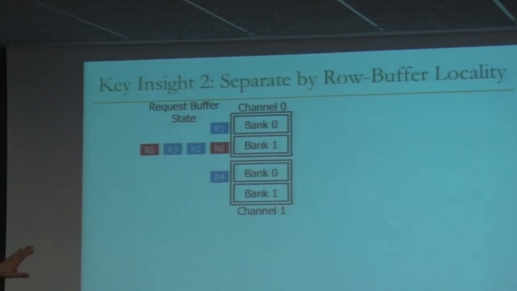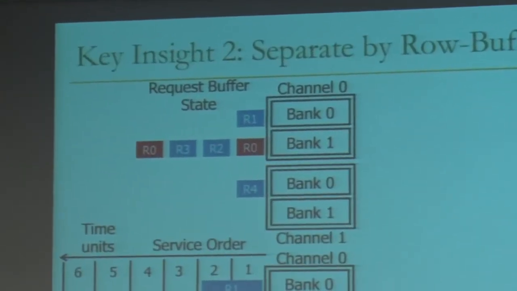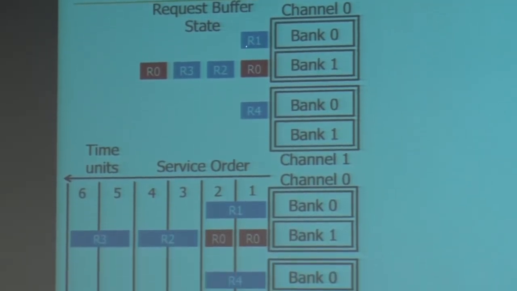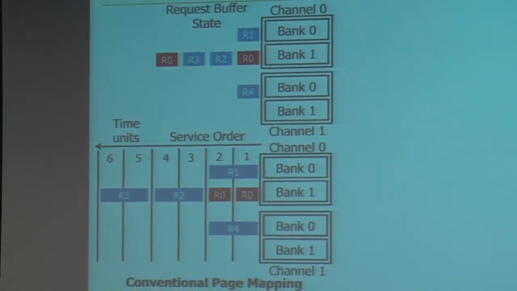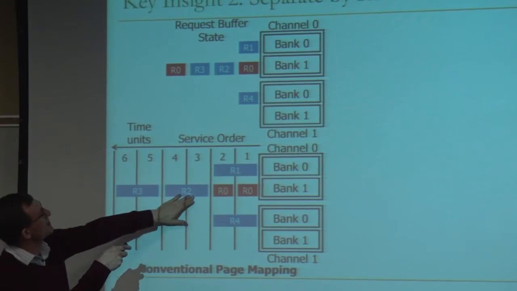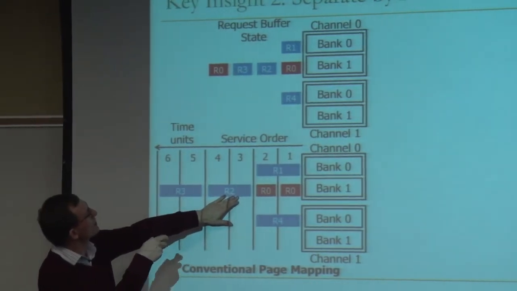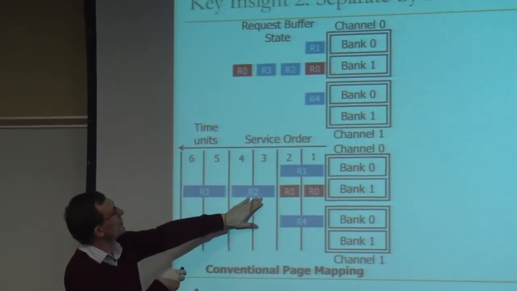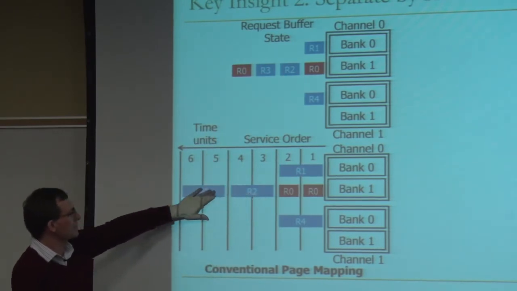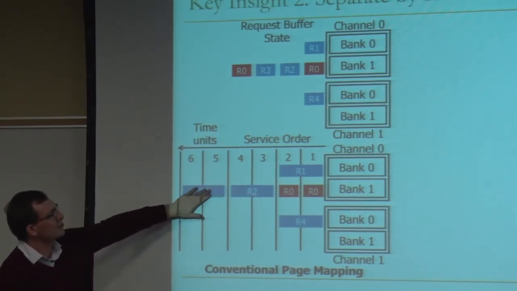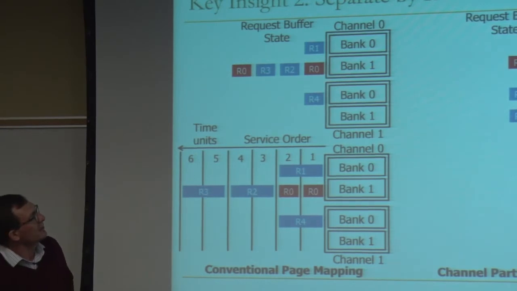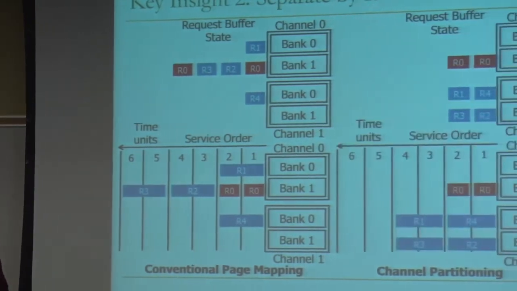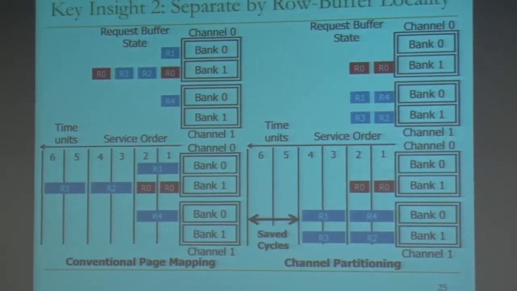And you can take a look at these two applications. Well, what is this? This is the request buffer state. And these are the rows that the requests are going to. The red application goes to row 0. The blue application goes to different rows. And this is what you get with conventional page mapping when they interfere in the channels. If you actually separate these applications to different channels, this is what you get. Again, both applications' performance, well, I guess this one doesn't improve, but this application improves. OK? Does that make sense?